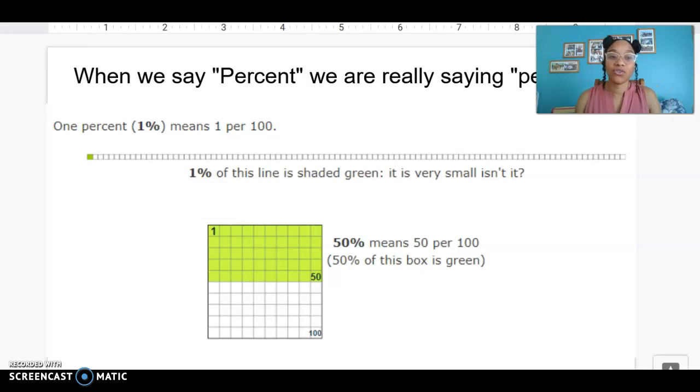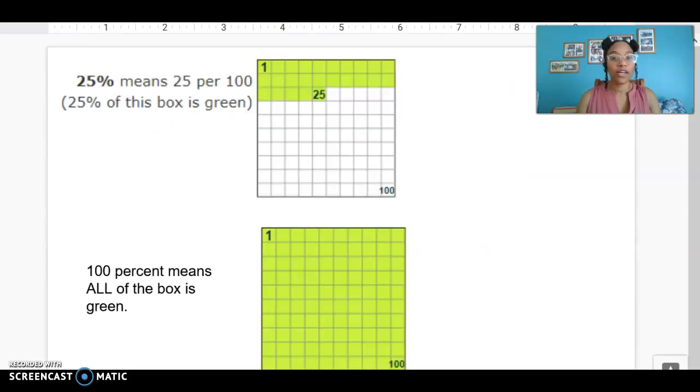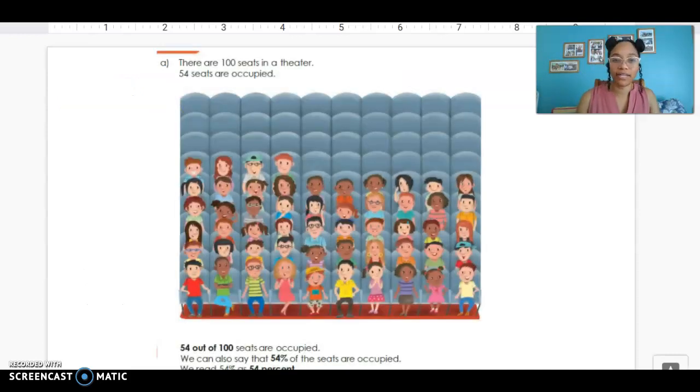In the next box, you'll see 50% shaded. 50 of those squares are green, so 50% of the box is shaded. 25 means 25 per 100. In the top box, you'll notice 25 of those boxes are green, so 25% is green. In the bottom, the whole box is green, which means all 100 out of 100 are green, or 100% is green.